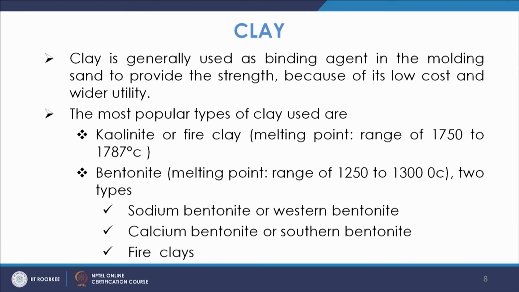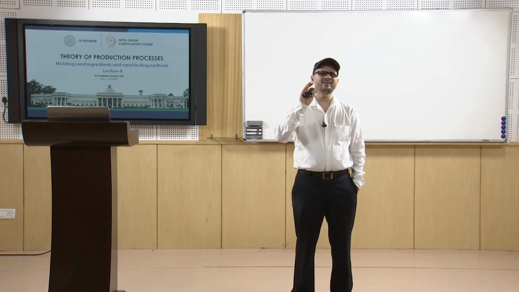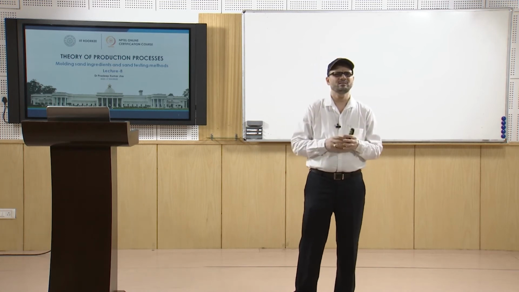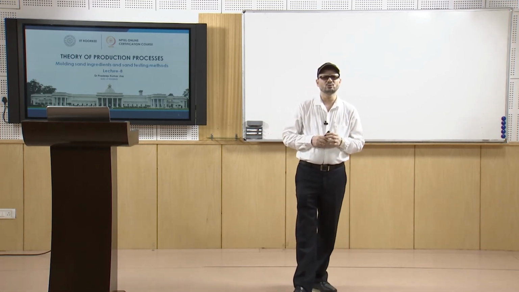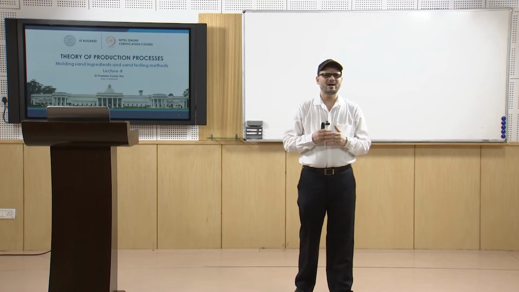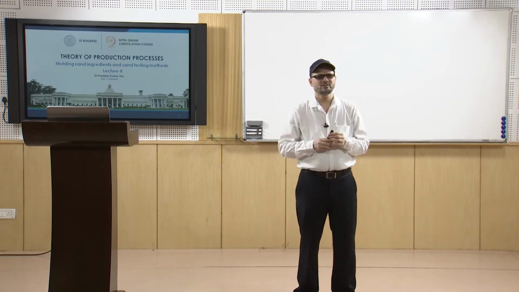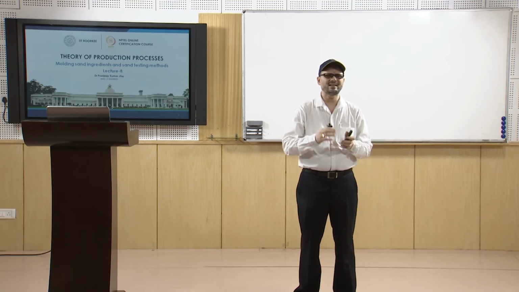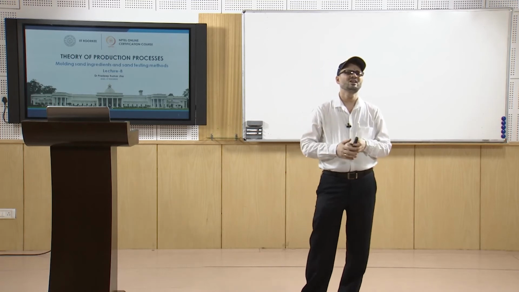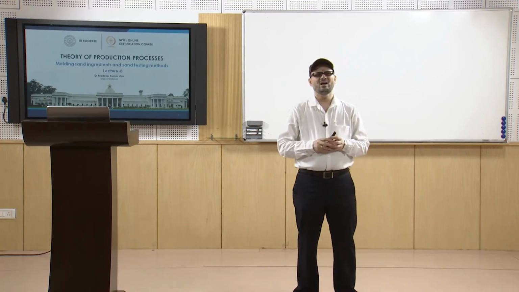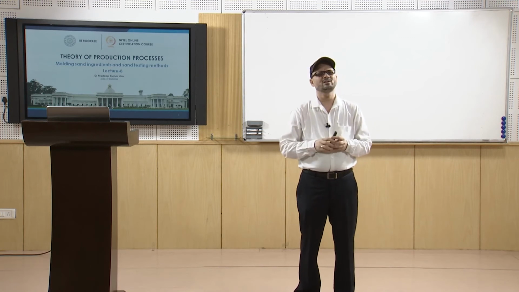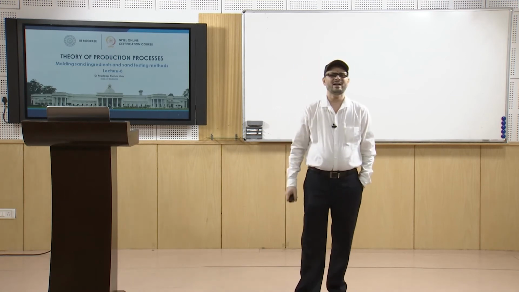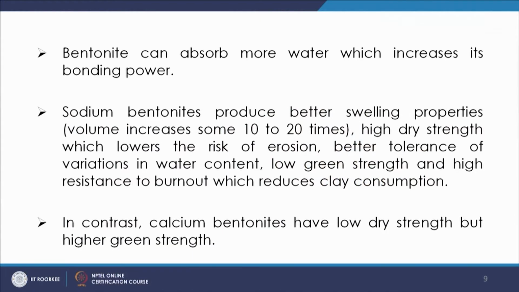Apart from sand you have the clay. So, clay is the binding agent, and that basically binds the sand grains together, and normally the clays which are used are fire clay and bentonite. So, you have the Montmorillonite group of clay that is known as sodium bentonite or calcium bentonite. Sodium bentonite is western bentonite, and calcium bentonite is also known as southern bentonite. Apart from that you have fire clays.